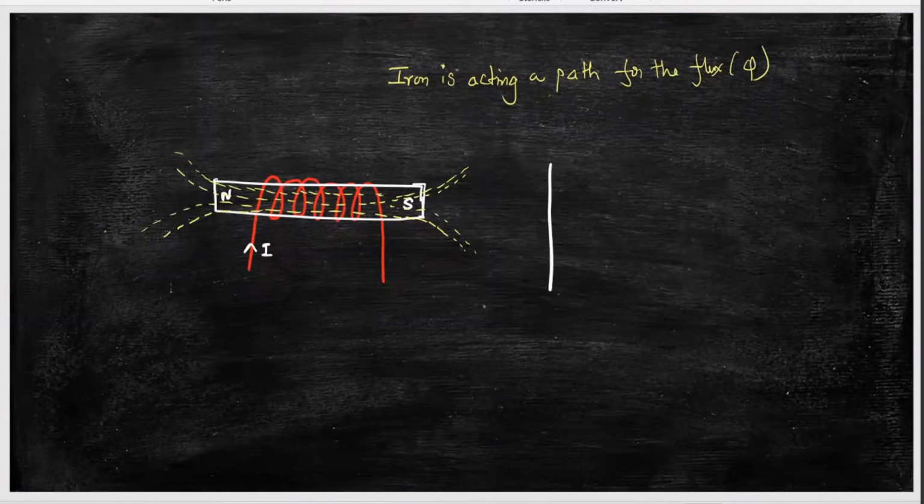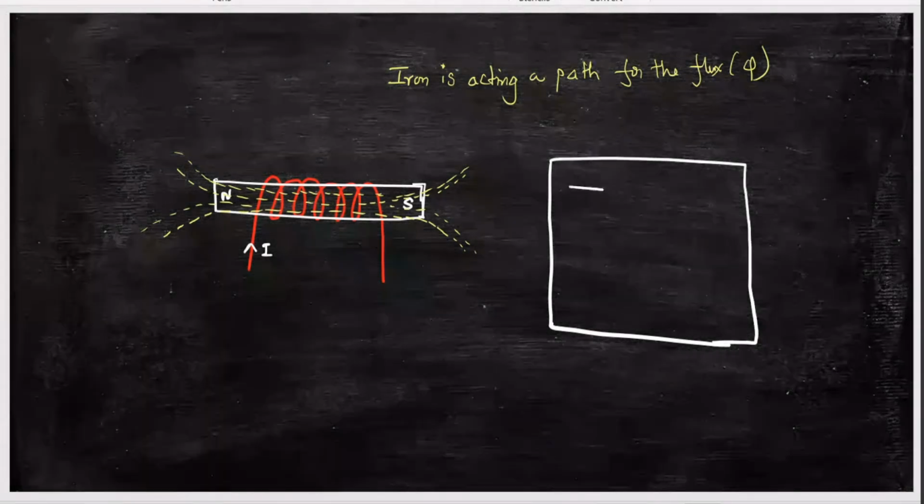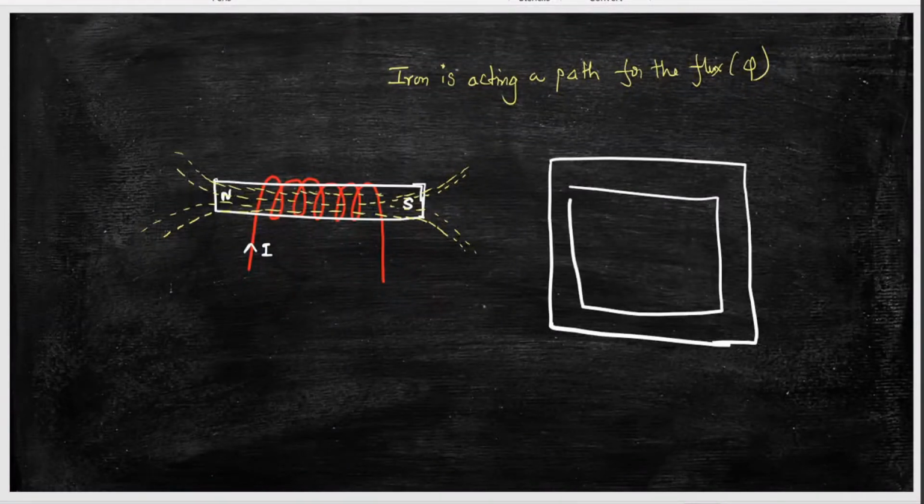Now what I will do is, instead of manufacturing the iron piece in a solid structure, I will manufacture the iron piece like this. I will take a rectangular shape. So this is your iron piece. Inside it is hollow.